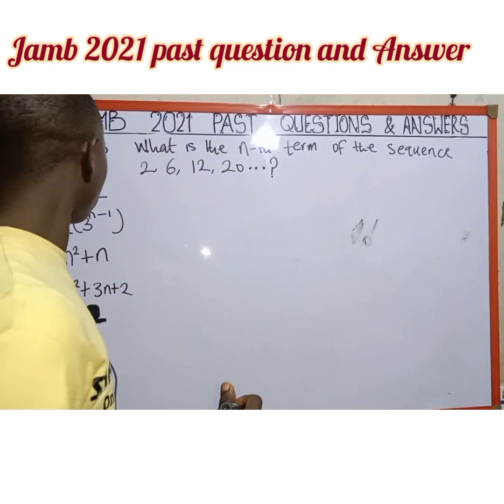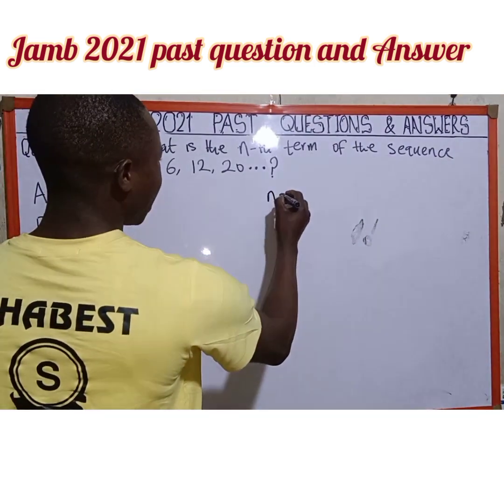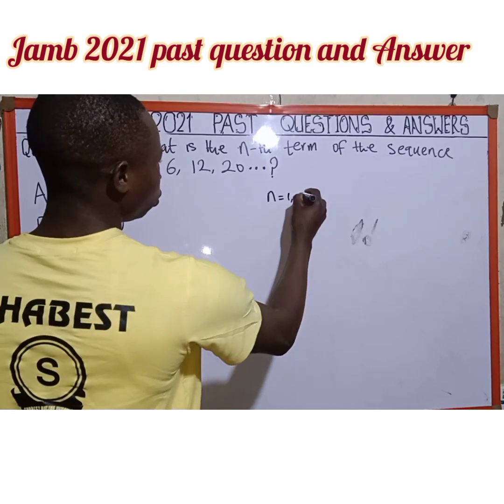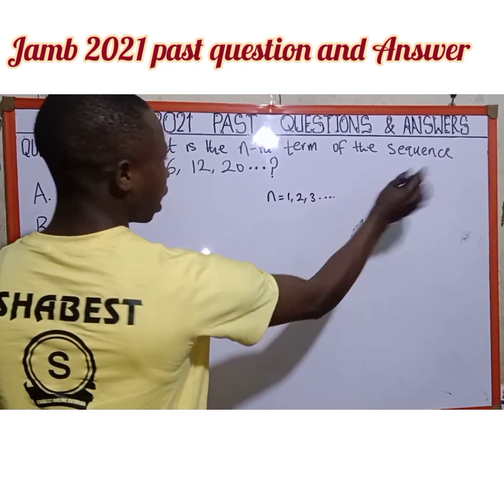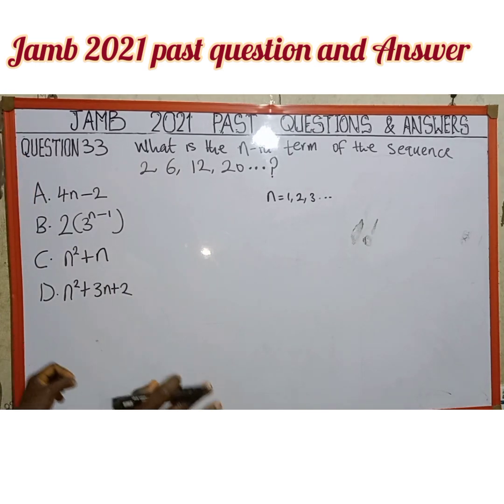And question number 33, which reads: what is the nth term of the sequence 2, 6, 12, 20 and so on? And we are given the available options A to D. So this is a sequence, and remember the value of n starts from 1, 2, 3, and so on to the nth term. So what you need to do here, we don't need to waste time. You start checking.